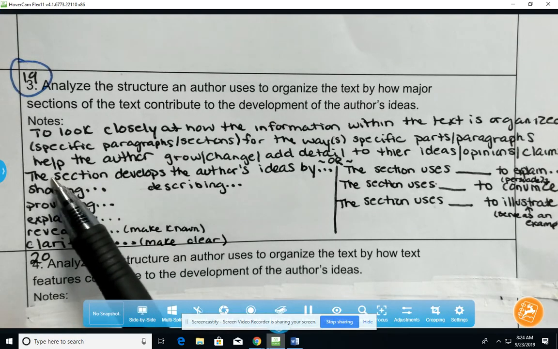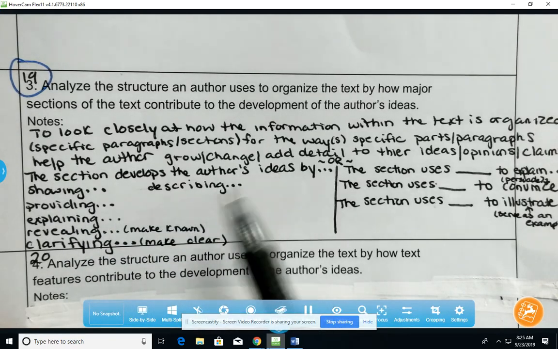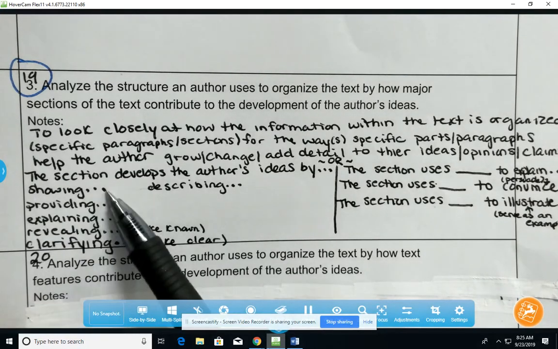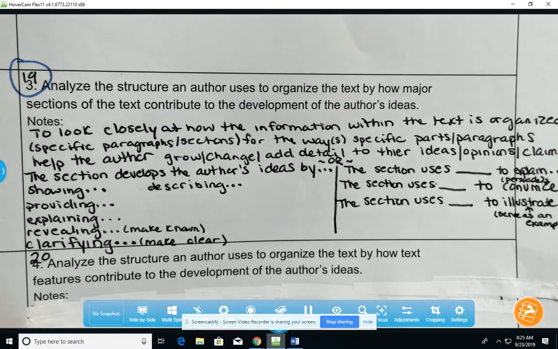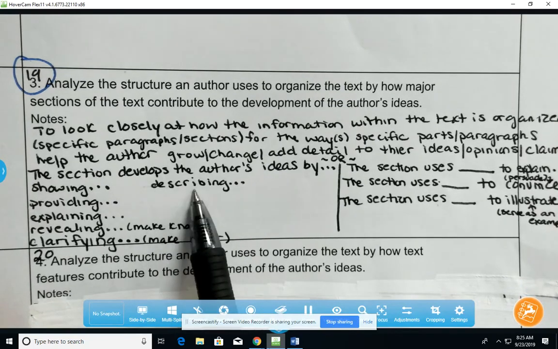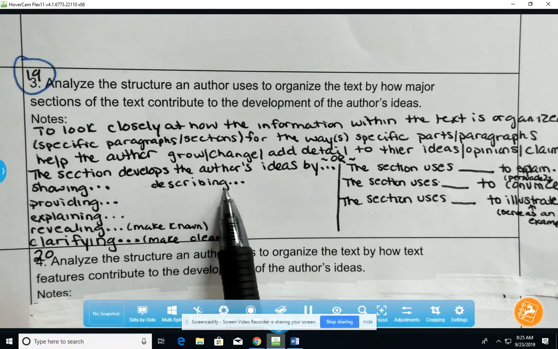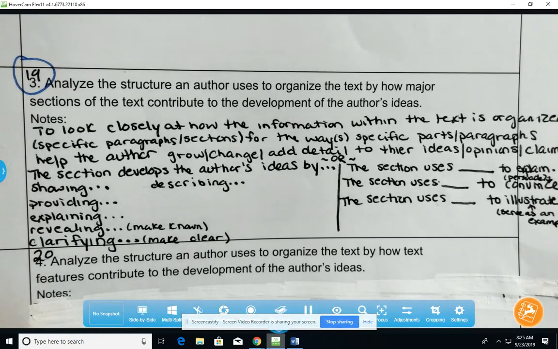Whenever we think about that, we want to focus in on how that section shows the author's ideas or grows them or changes them or adds detail to them. Maybe it's showing something specifically in that section that you don't see in another. Maybe it's providing something that section does that no other section within the story does. Maybe the author uses that section to explain something to develop their ideas more fully, or reveals, which means to make known something that is not already clear to begin with. Clarify, which means to make clear or less confusing, or describing something in particular in that section that none of the other sections in the story or in the informative piece do.